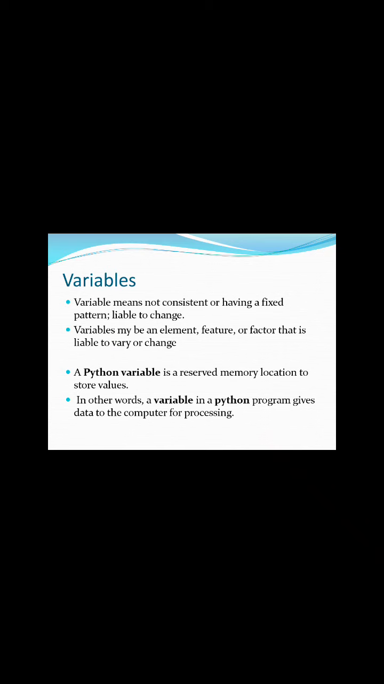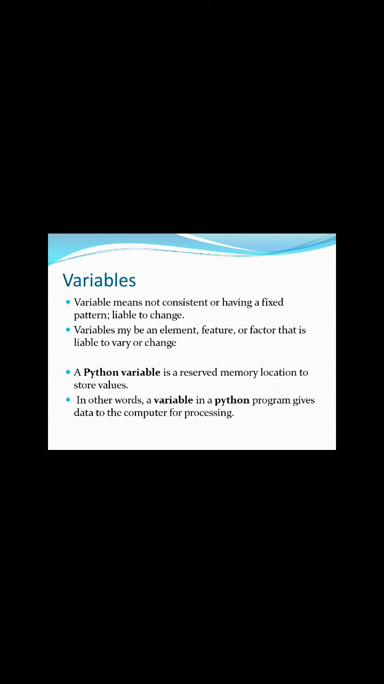Okay, now let's see what is a variable. Variable means not consistent or not having a fixed pattern, liable to change, a value which is not fixed. So we create a memory location to store the data in that particular location. The value may get changed.